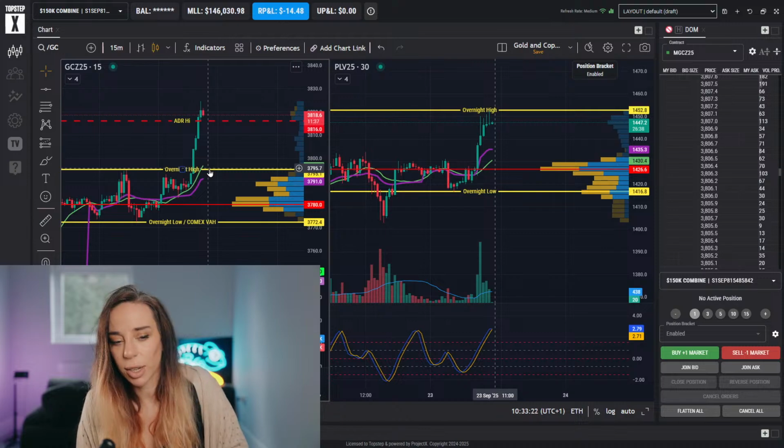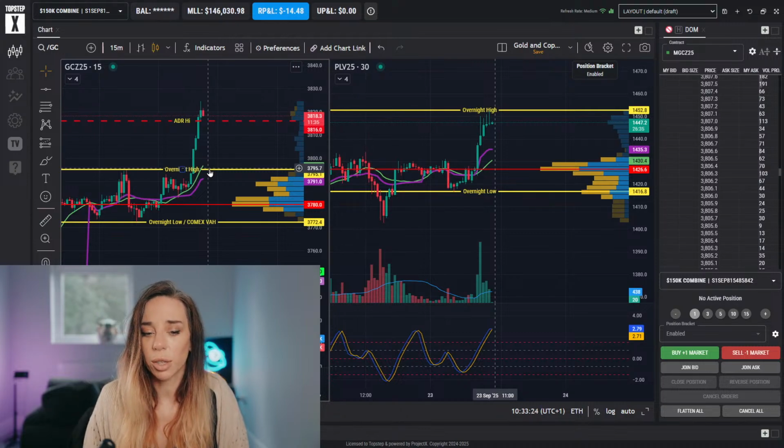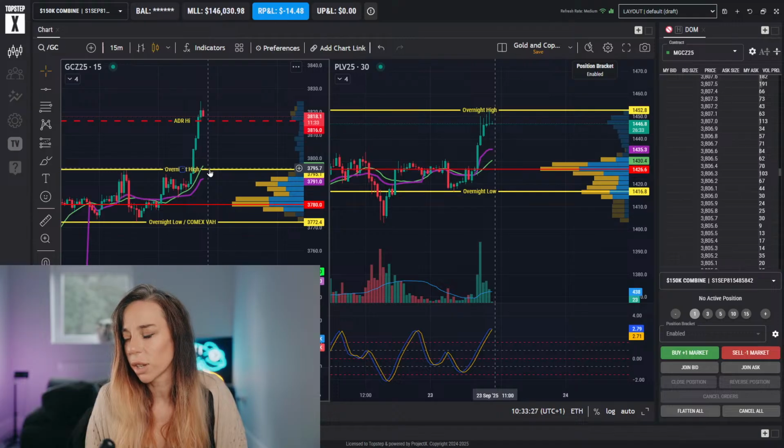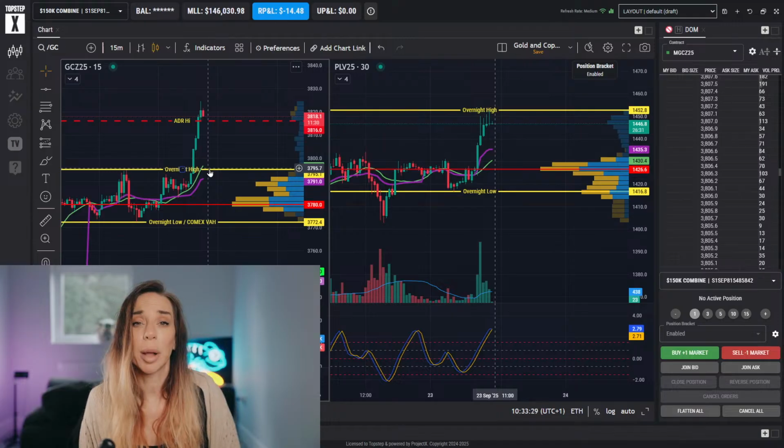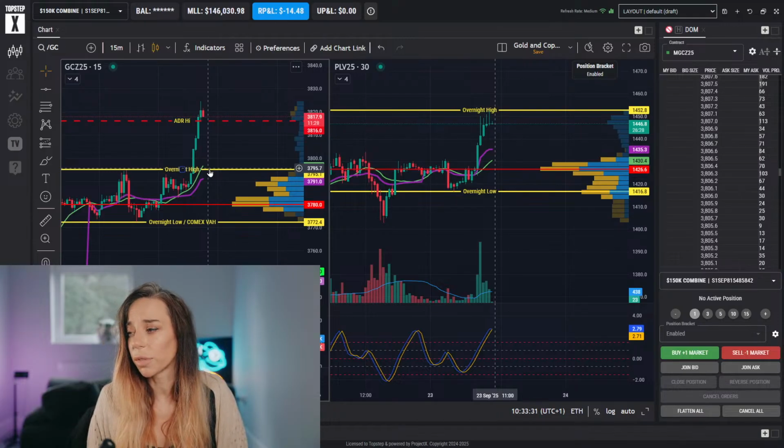Investor Z says, what is ADR? ADR stands for the average daily range. It is a statistical measure, very simple. You take the previous 10 to 14 days.